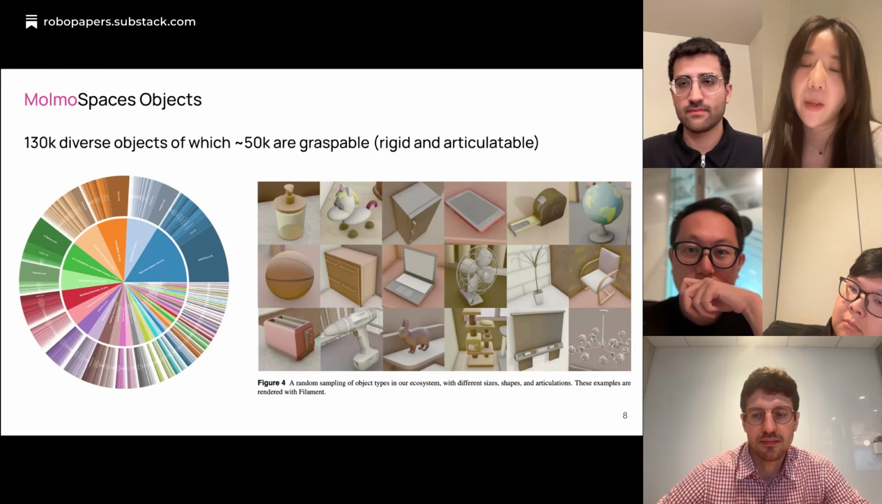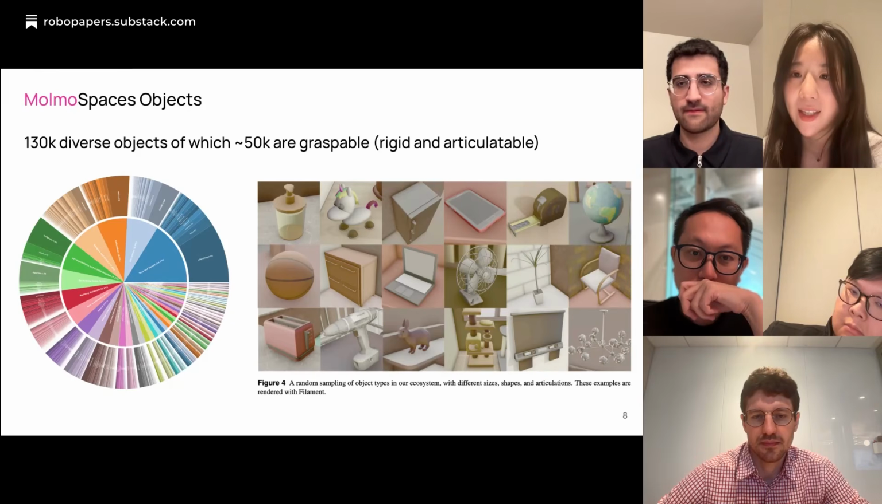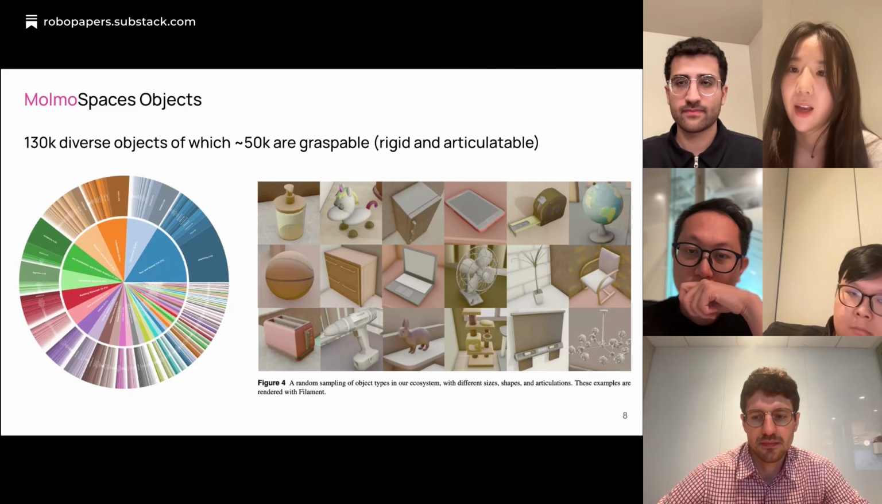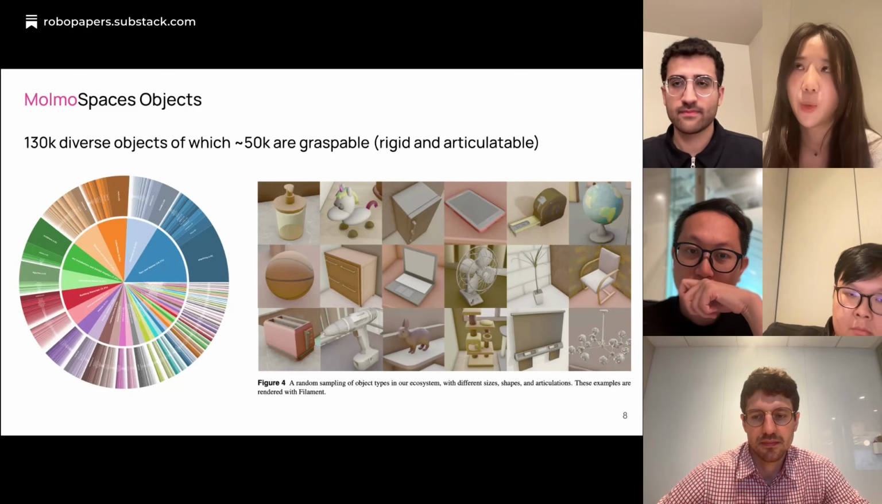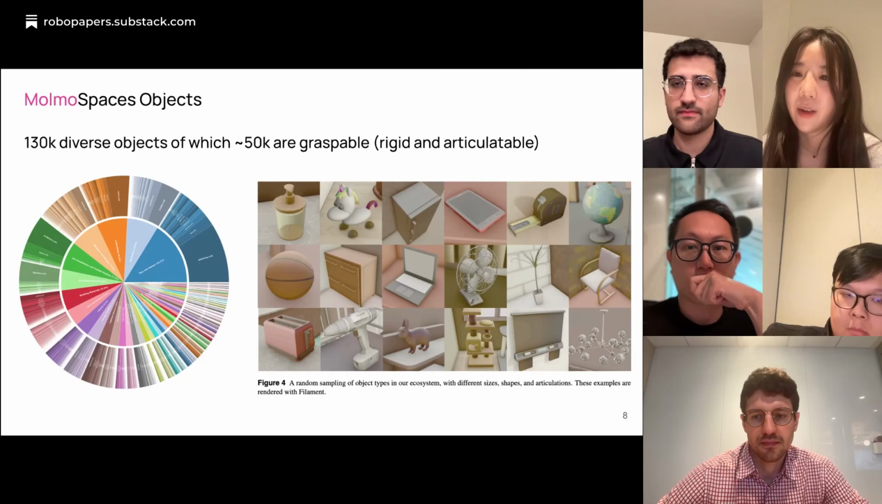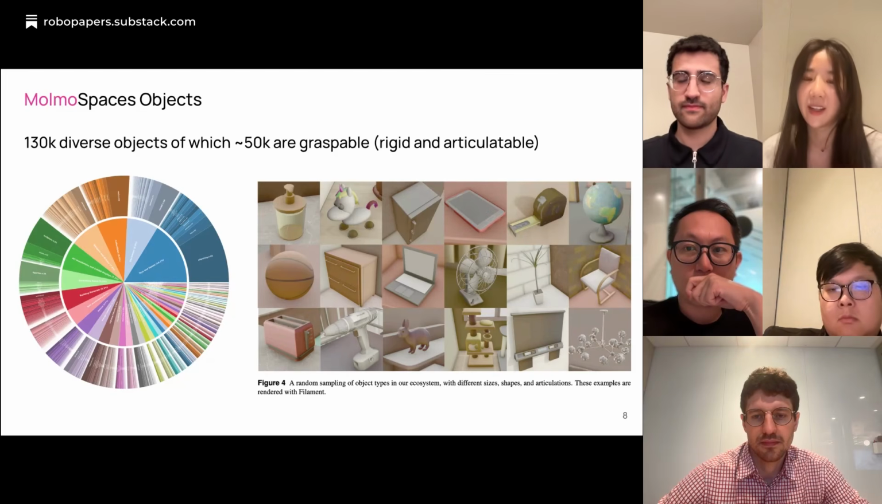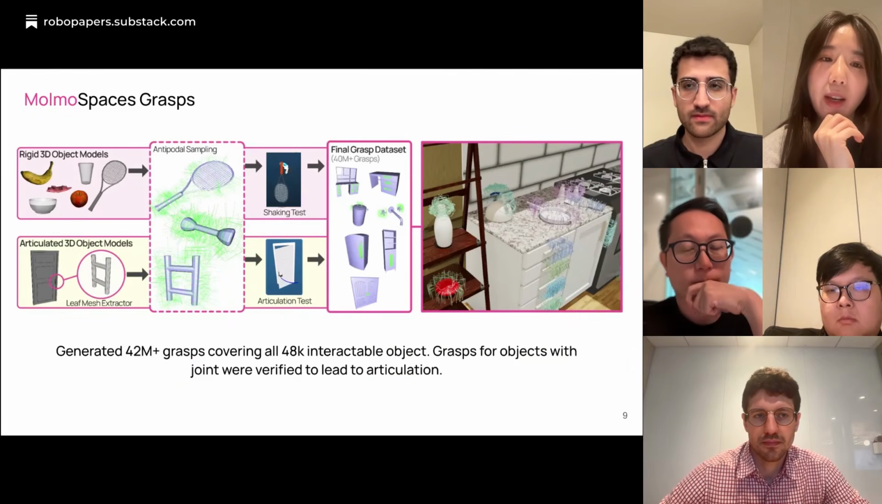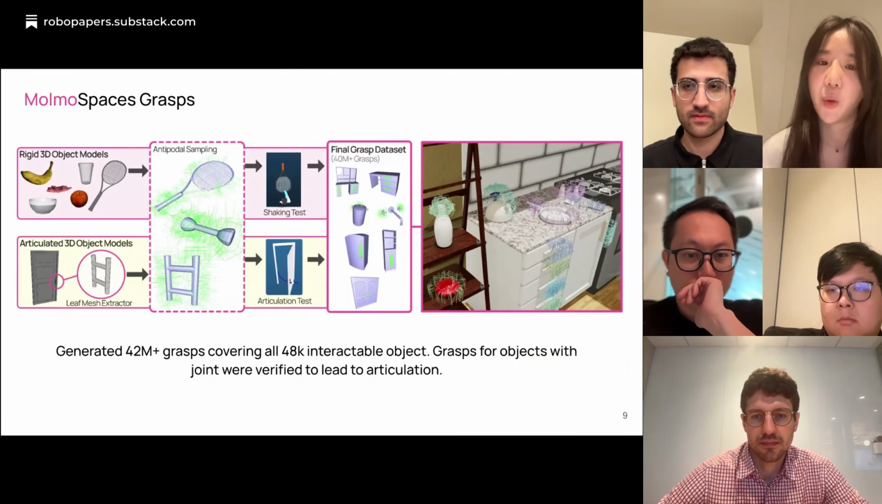I see. And then the only articulable assets are THOR assets that we manually annotated with either a hinge or slider joint. Those are 22 categories that we hand annotated ourselves. I see. Got it. So all the Objaverse assets are static. Okay, cool. And next, we're going to talk about grasps, but I'll hand it over to Omar.